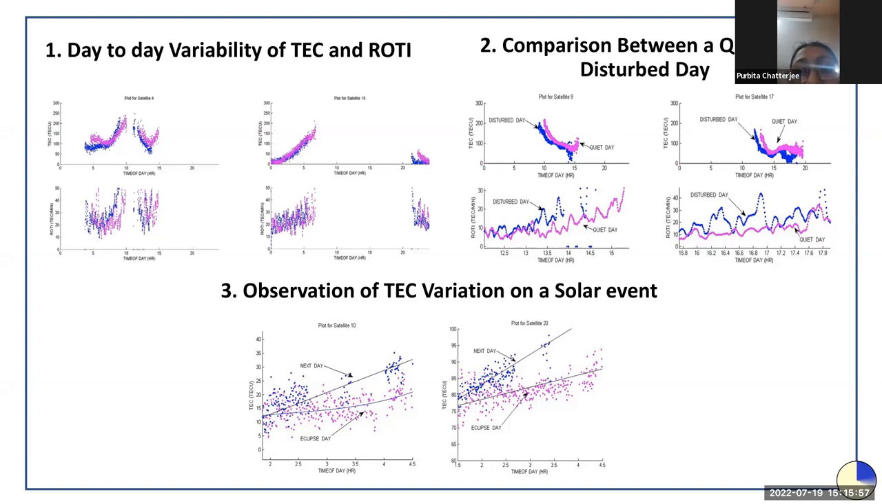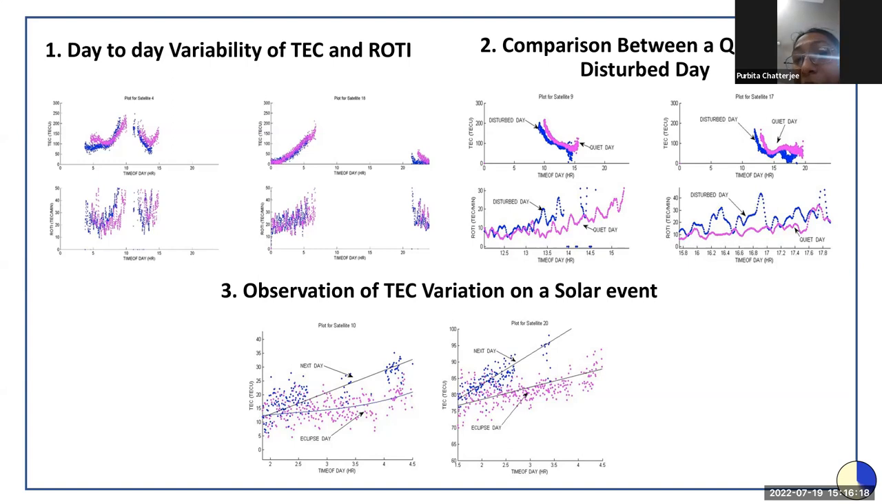So under the first condition, I went into studying the TEC value variations for an entire day along with time, and second, the day-to-day TEC value variations for two different days. Okay, so the blue and magenta curves in the first graph show that there is a difference in the TEC values for two different days. Right, and they were quiet days.